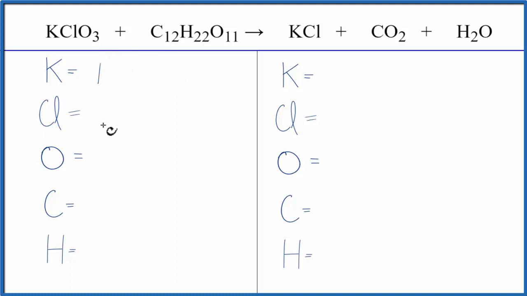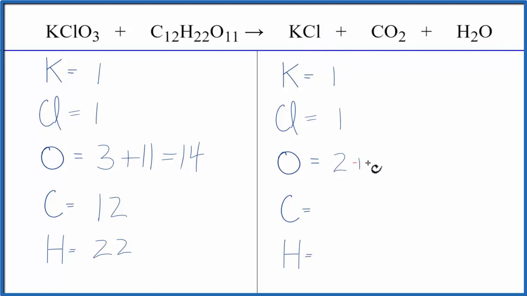We have 1 potassium, 1 chlorine, 3 oxygens, plus these 11 oxygens. So 14 oxygens, 12 carbons, and 22 hydrogens. On the product side, 1 potassium, 1 chlorine, 2 oxygens, and this oxygen right here. So 3 oxygens, 1 carbon, and 2 hydrogens. Looks like this may be a challenging equation to balance, especially when you have 3 separate things here, and each one of these has an oxygen in it.